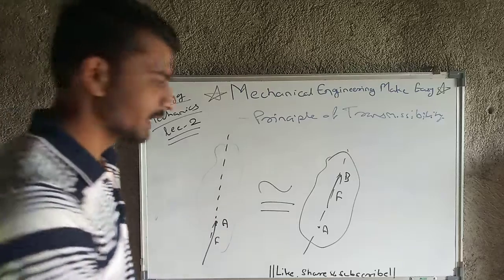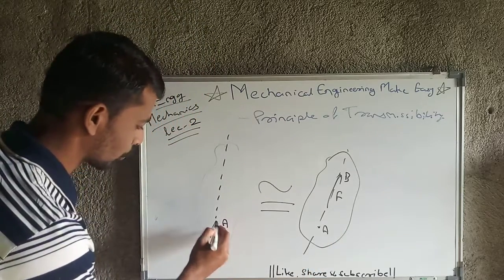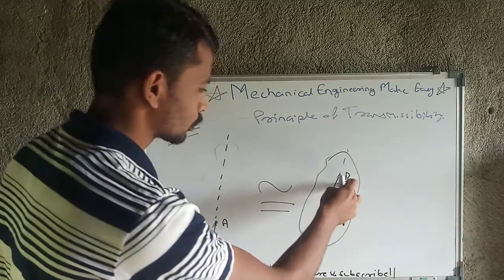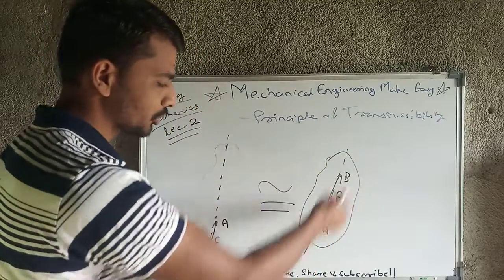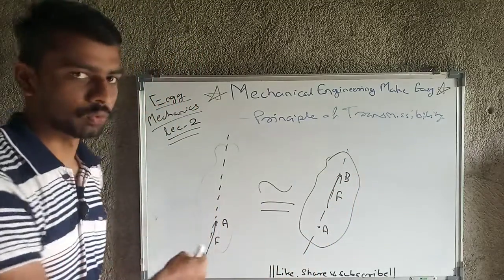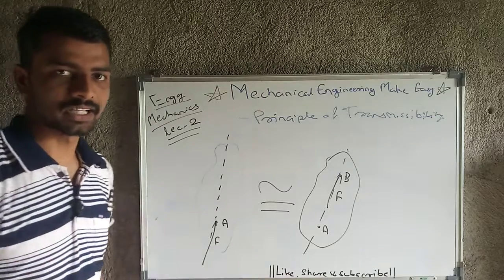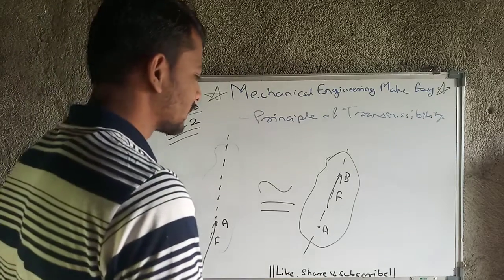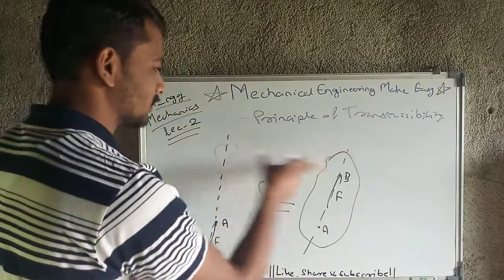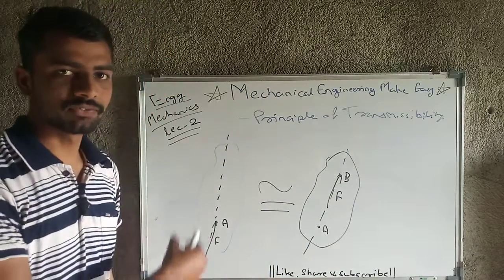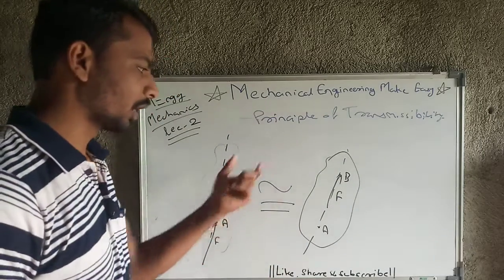So if there are some complications in considering that force here, we will transmit that force to another point, but that point should be on the same line of action of the force. That's the main condition here, and if we are satisfying that condition, then all the force systems will be equivalent to each other.